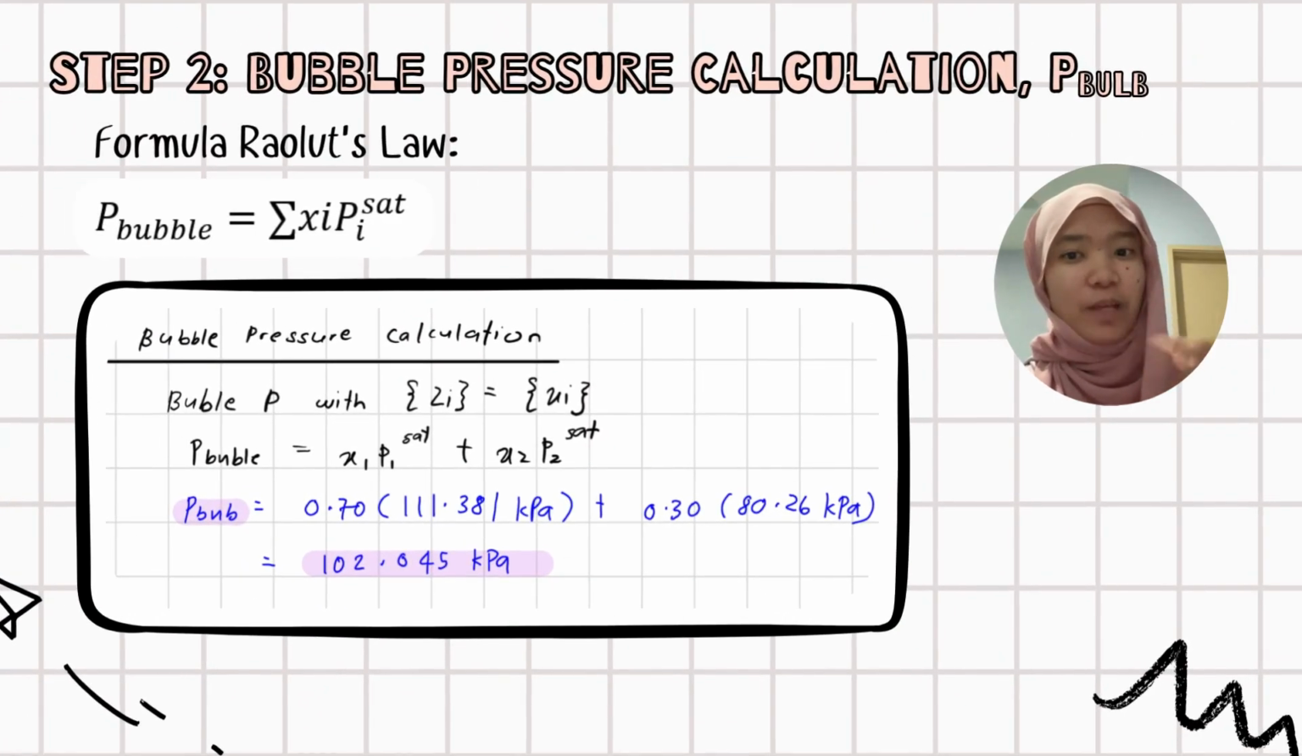For the second step, we must identify the bubble pressure. Using Raoult's law, the formula is the summation of X, the composition of liquid, times P saturated for each component. So this is our calculation. We get the value of bubble pressure as 102.045 kilopascal. By identifying the bubble pressure, we can determine at what pressure the bubble forms in the liquid mixture.